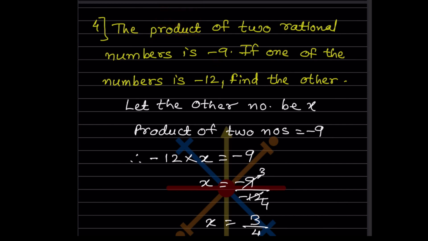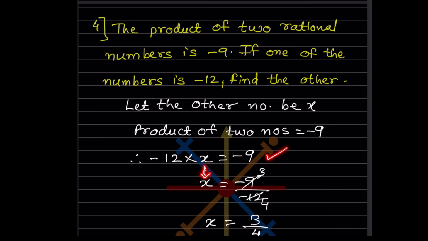So if one of the numbers is minus 12, find the other. So we don't know the other number. So let the other number be x. And the product of two numbers is given as minus 9. So now look at here, minus 12 is one of the numbers, and this is multiplication because the product is given. Whenever the sum is given, you have to add it. Here, you have to multiply it. So the rest everything is the same, that is, is minus 9 means is equal to minus 9.